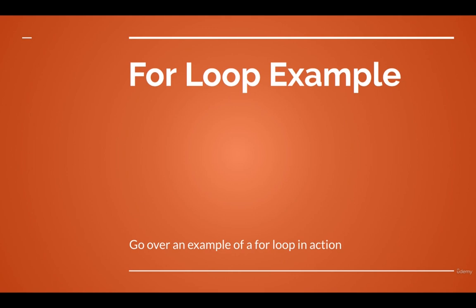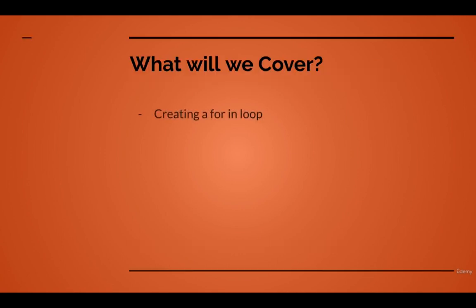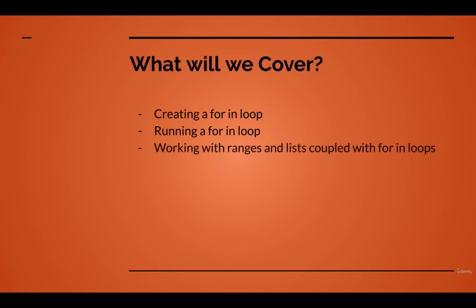Now that we're done with while loops, let's move to the next loop type, which will be the for loop or the for in loop. In Python, there is no traditional for loop. There is actually only the for in loop, so we're going to be using the terms for loop and for in loop interchangeably. So just like before, we're going to start by creating and running a for loop. But because for loops need to be paired with ranges or lists, we're going to be incorporating those into this as well. So we'll start with ranges, talk about some tips and tricks, and then we'll go over to coupling lists with for in loops. So let's head on over to the code now.